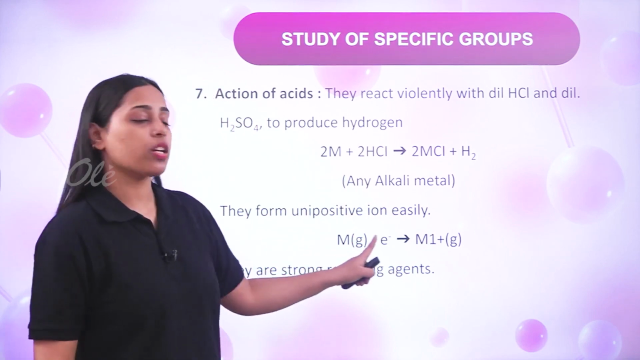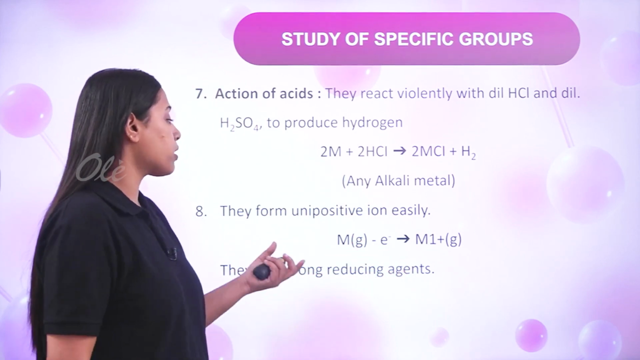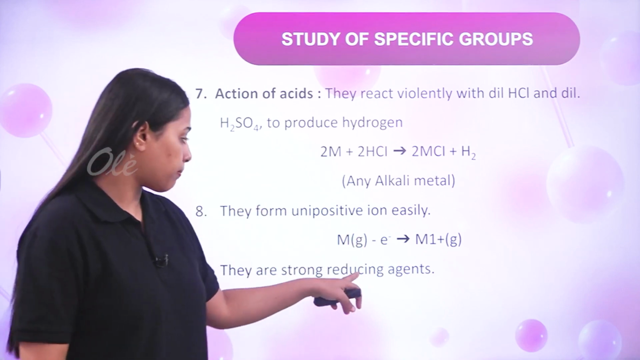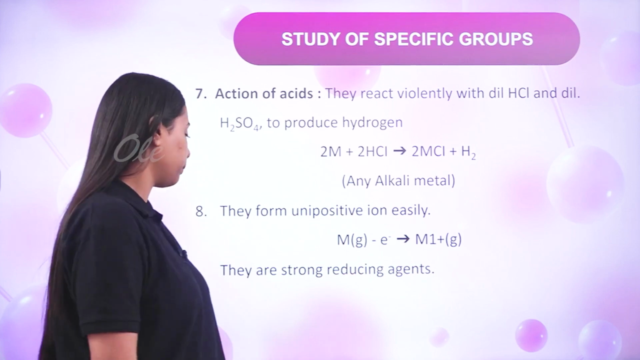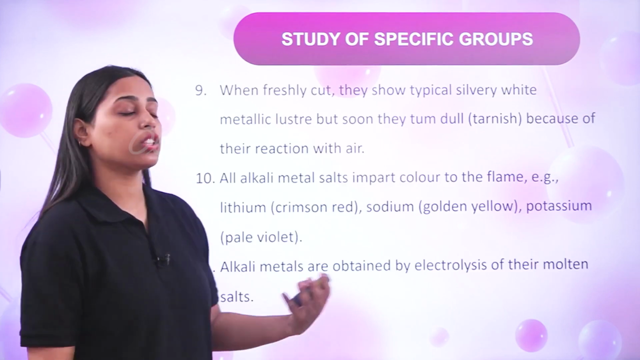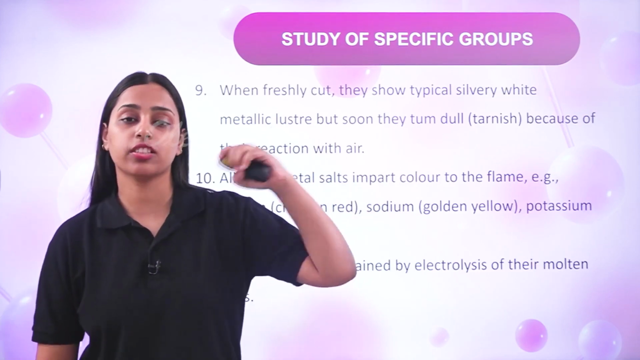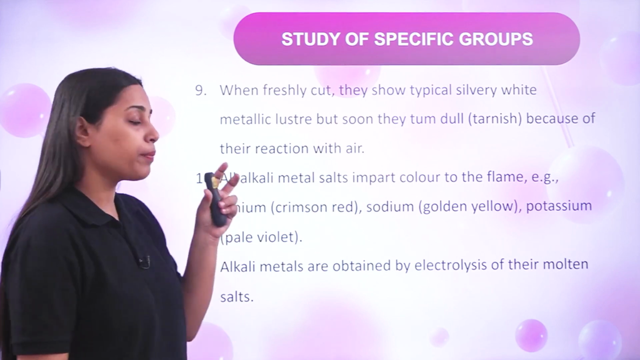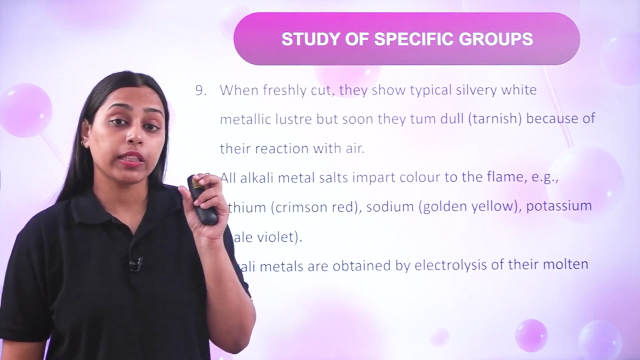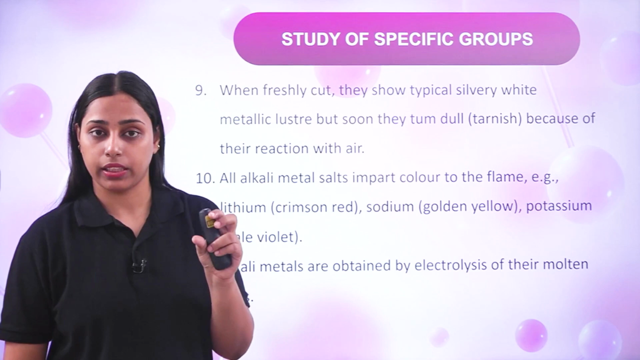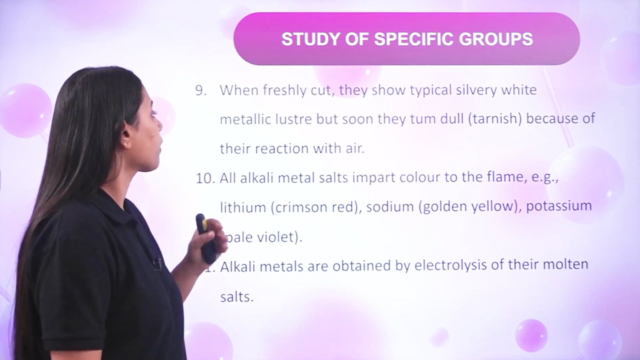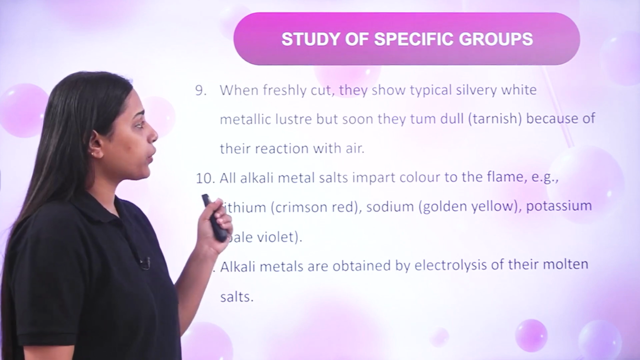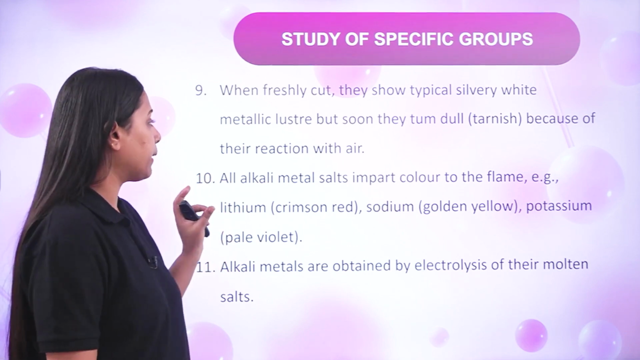They form unipositive ions easily, because they lose electrons, right? So they will form M+. They are strong reducing agents because they are providing electrons to someone else to get reduced. By reduce we mean there will be no charge on that particular species. When freshly cut, they show typical silvery white metallic luster.